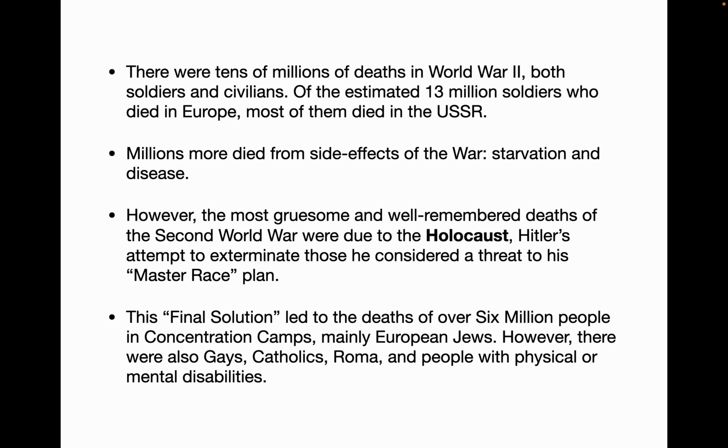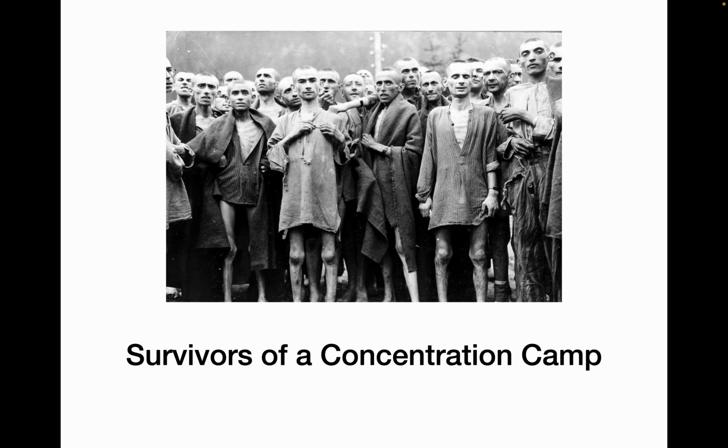It led to the deaths of over 6 million people in concentration camps and death camps and in cities and in ghettos, mainly European Jews. The majority were European Jews. However, there were also groups that were considered by the Nazis undesirables, including gays, Catholics, Roma Sinti people, people with physical or mental disabilities, political prisoners, anybody who disagreed with the Nazis also went to these camps too. And here are some survivors of a concentration camp after it was liberated by the Allies.